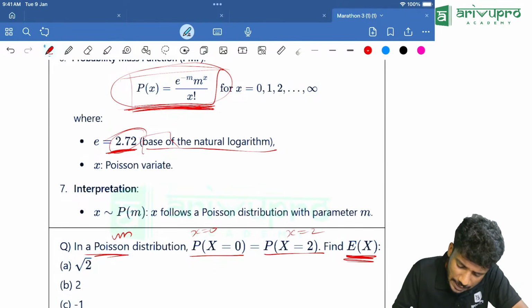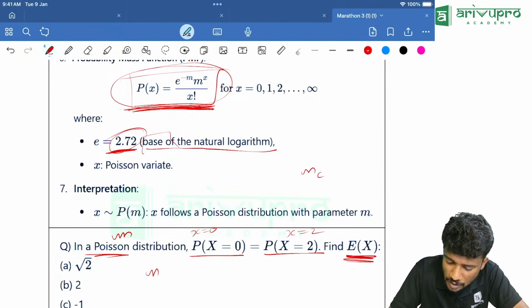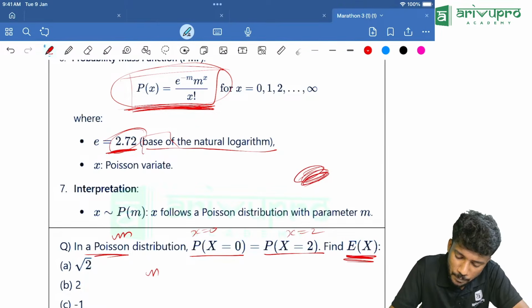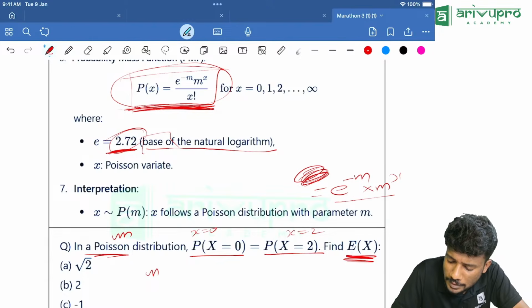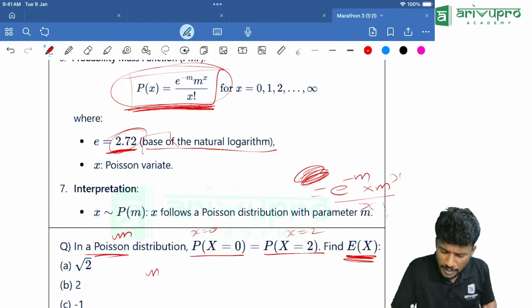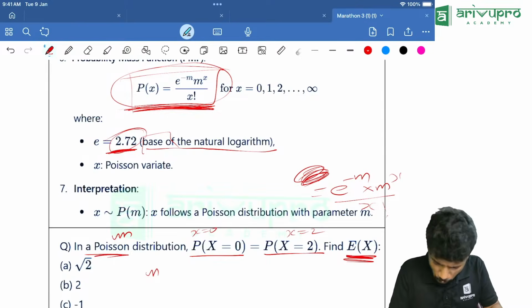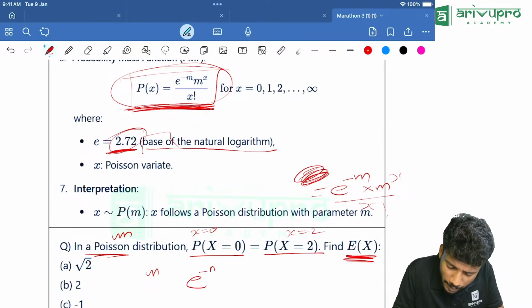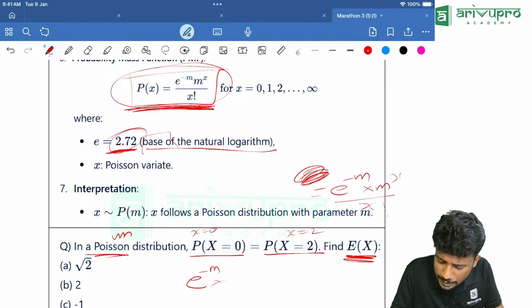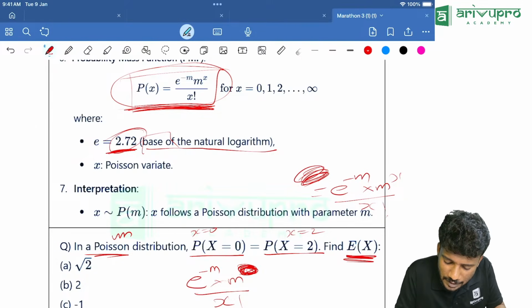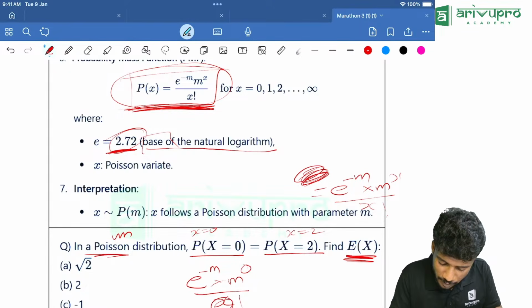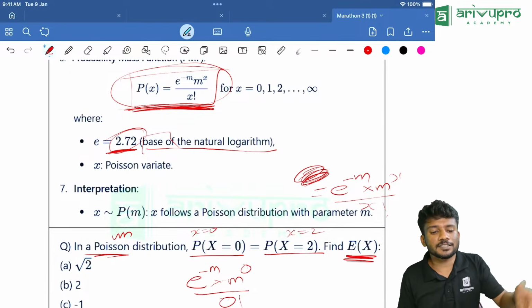What is the formula? Since it is Poisson, we are using e raised to minus m into m raised to x divided by x factorial. Fine. Now people, what is P of x equals 0? That is nothing but e raised to minus m into m raised to x divided by x factorial. Now tell me, what is the value of x here? x is nothing but 0. It is given in the question clearly. Then what is the value in the denominator? That is 0 factorial. 0 factorial is how much?